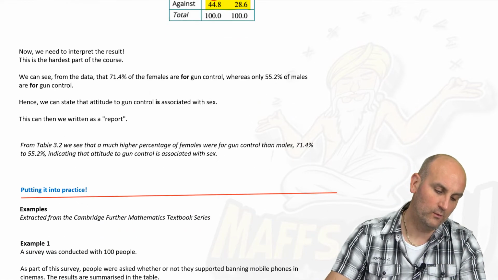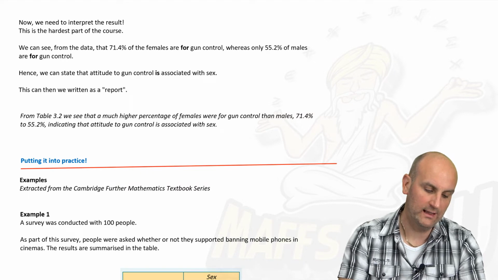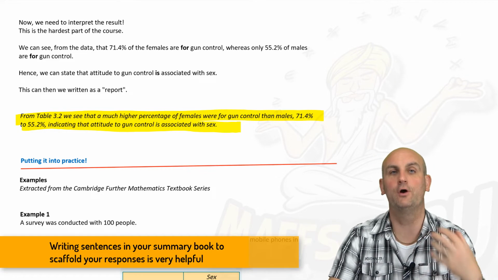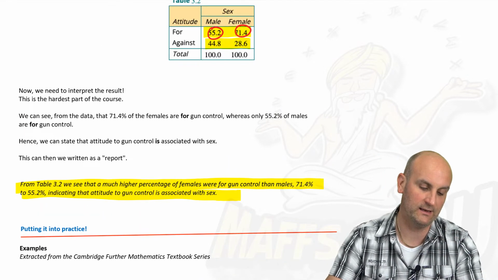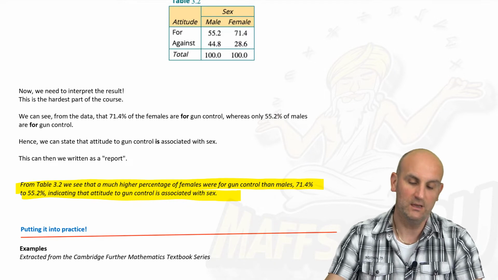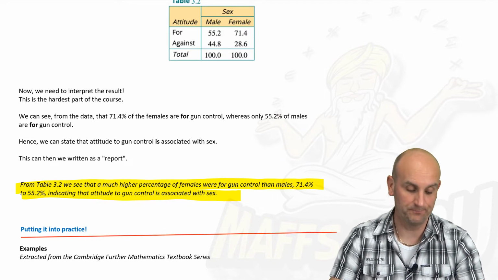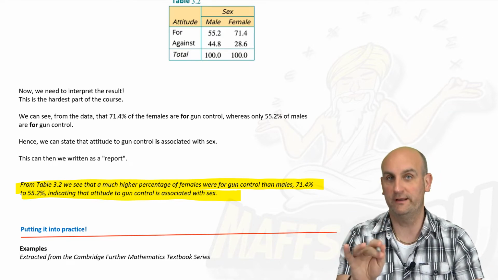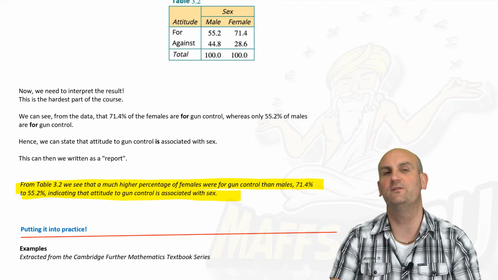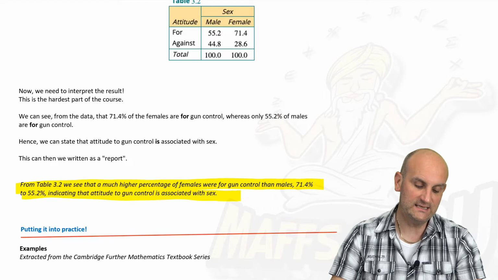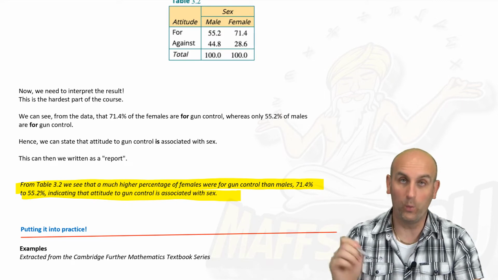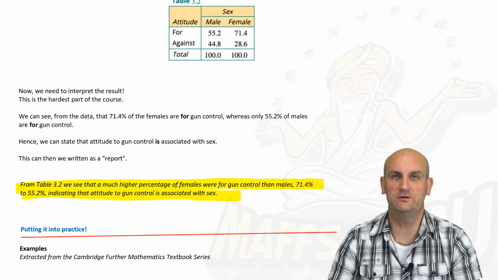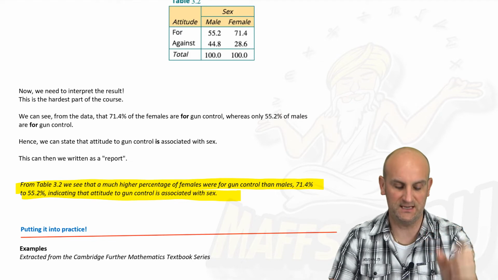Okay, now we would obviously want to write that in some form of a report, and taken again from the Cambridge book, this is a nice idea, or a boilerplate code. You've got to put in percentages. I'm going to scroll that back down again and leave that in. All right, let's get rid of this information now. You have to put in percentages whenever you write a report. So we say from table 3.2, we see that a much higher, in your exam, you probably won't be labeling your table, so you'll probably say from the table, we see that a much higher percentage of females were for gun control than males, 71.4% to 55.2%. Notice what we did there? We put the percentages in.